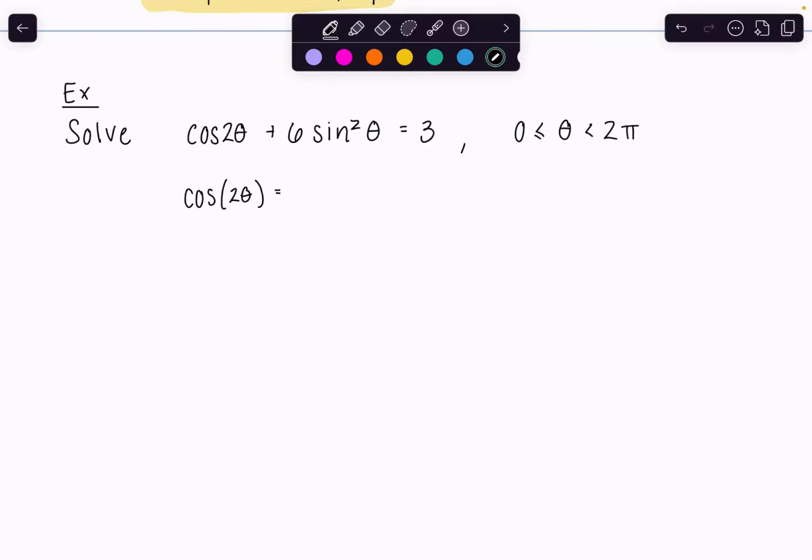So we have a ton of different ways we can write cosine of 2 theta. Remember, we have 2 cosine squared minus 1. But to get everything in terms of sine squared, the formula that works out a little bit better for us is 1 minus 2 sine squared of theta. So when I go to solve this equation, instead of using cosine of 2 theta, I can replace it by 1 minus 2 sine squared.